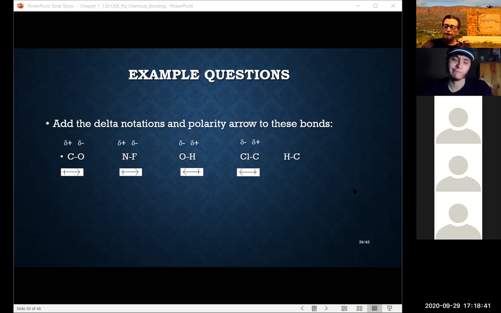Remember, the 7 diatomics were nonpolar. It's not polar. It's one of the 8. Remember, you've got the 7 diatomics plus carbon hydrogen.